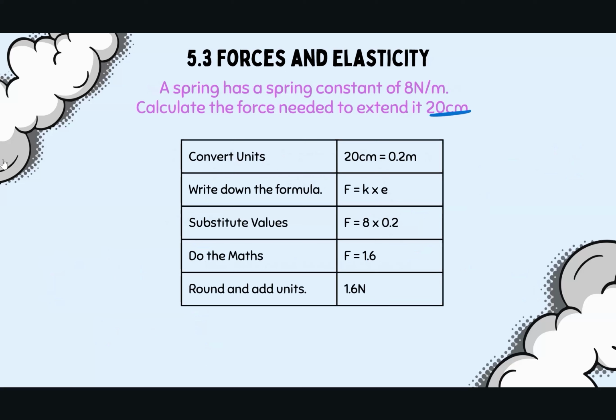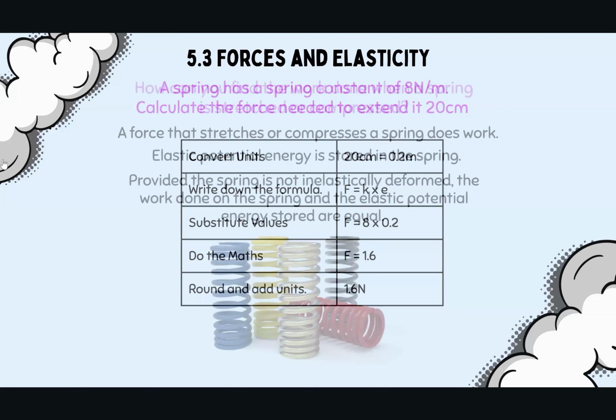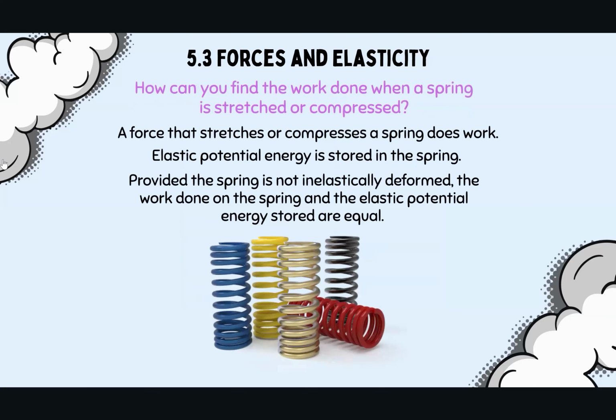So first thing we do, divide this by 100, which is 0.2. Substitute in our numbers, 8 times 0.2, got 1.6. And add the unit, 1.6 newtons. Okay, how can you find the work done when a spring is stretched or compressed?